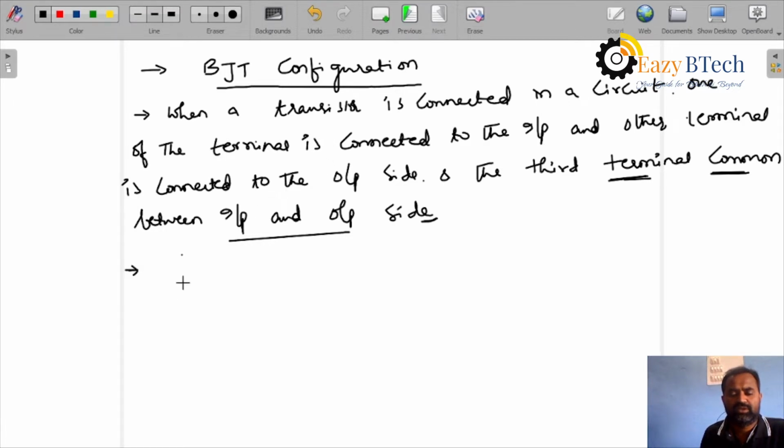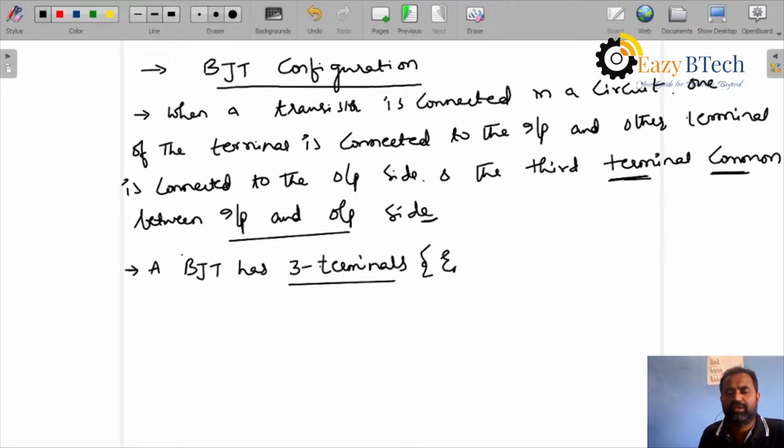Now you may see a BJT has three terminals. In the previous lecture we discussed all these things. What are those three terminals? Emitter, base and collector.